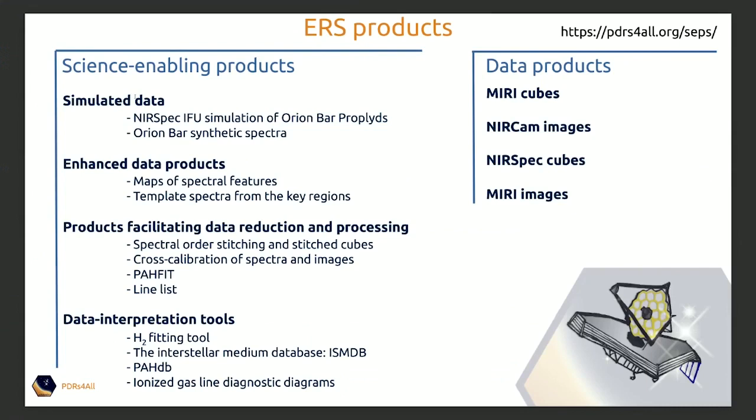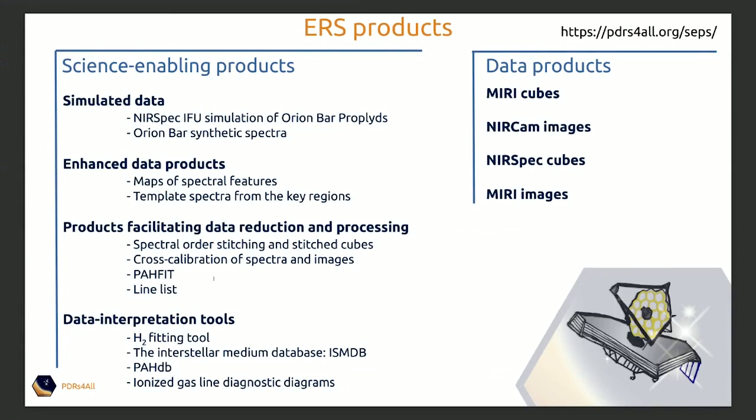We have already provided some simulated data that you can obtain through our website, so NIRSpec IFU simulations of the Orion bar and synthetic spectra of the Orion bar. We will provide what we call enhanced data products, which correspond to these data products I have mentioned here, but in even more reduced forms. So things such as maps of specific features, for instance, a map in a specific H2 line, and some template spectra extracted from the key regions in the photodissociation region of the Orion bar.